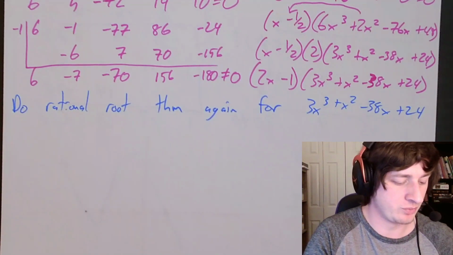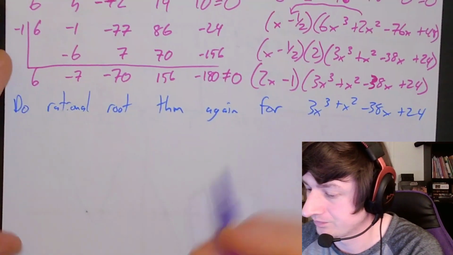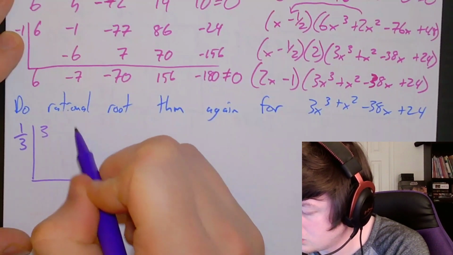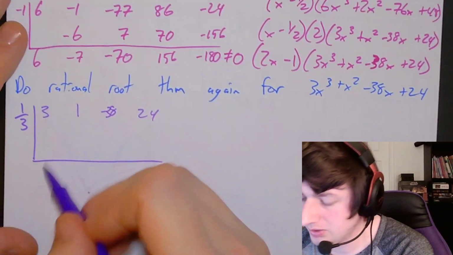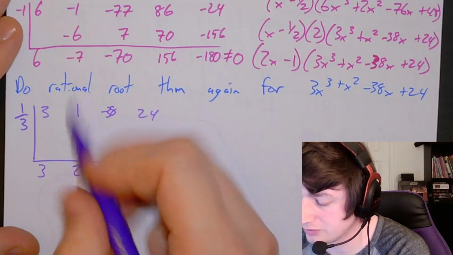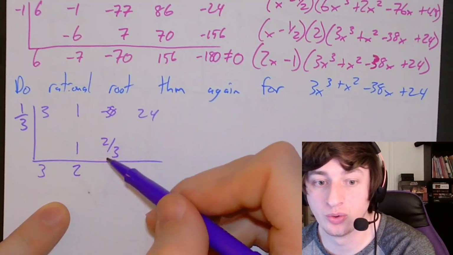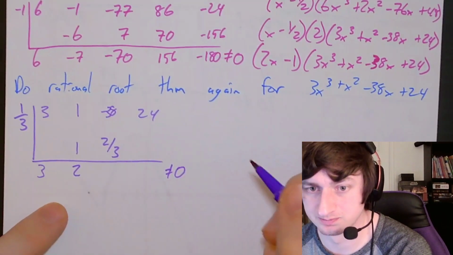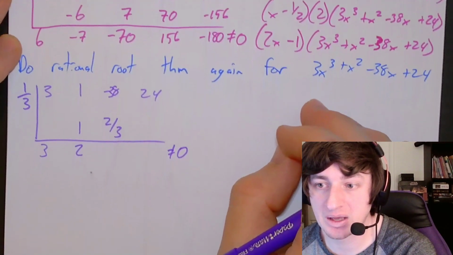Yeah, so we're going to check 1/3. We already checked 1. 1 wasn't an option, so it's not going to be an option now for this function. So we just start with 1/3. 3, 1, negative 38, 24. Add down, multiply by 1/3, we get 1. We add, we get 2. If we multiply here, we get 2/3. This is not going to magically go away when we add and subtract. We're going to get a weird mixed fraction, and this is not going to equal 0 at the end. It's not going to work. So we just check the next one.